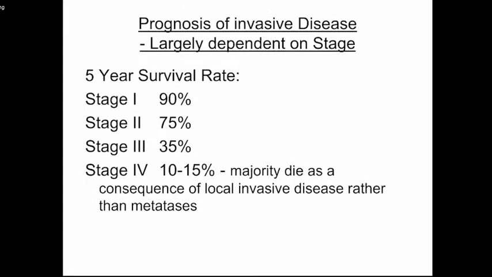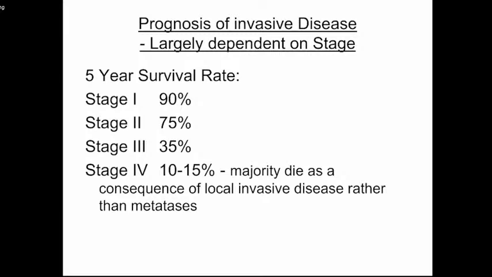Prognosis of invasive disease is largely dependent on stage. The 5-year survival rate is how we measure survival and prognosis of malignant disease. For stage 1, those are women whose disease is confined to the cervix, the 5-year survival rate is more than 90% with treatment, of course. Stage 2, 75%. Stage 3, where majority of women come, 35% 5-year survival rate. And for those who have late stage disease, 10 to 15% will be alive at 5 years.